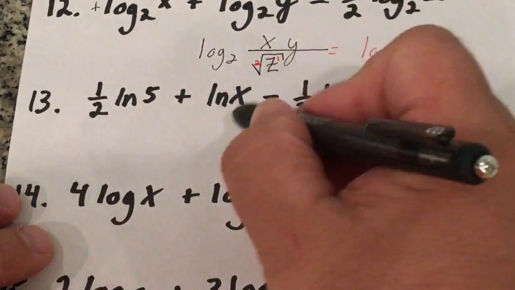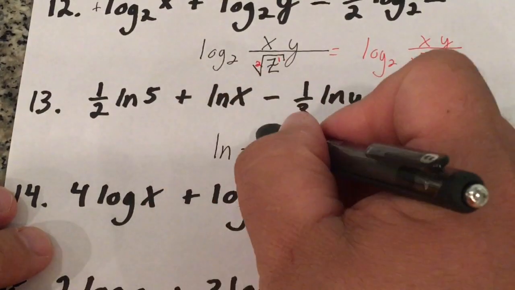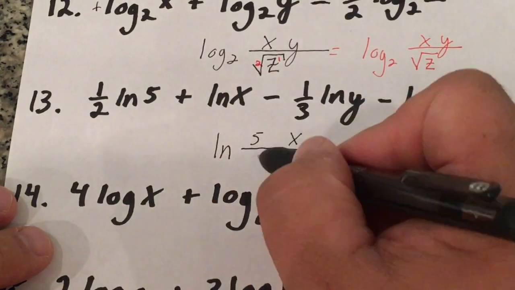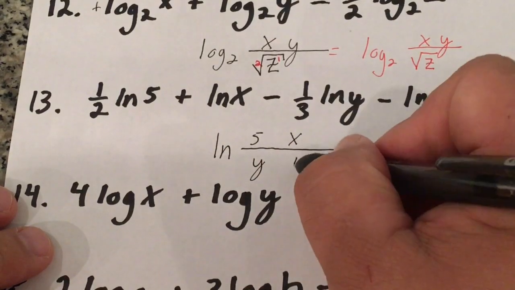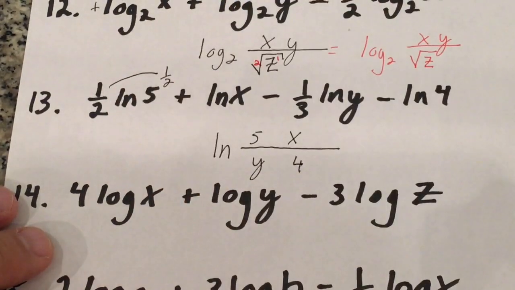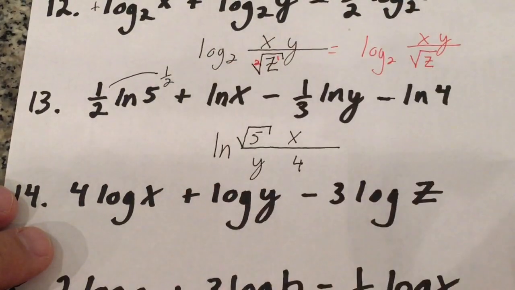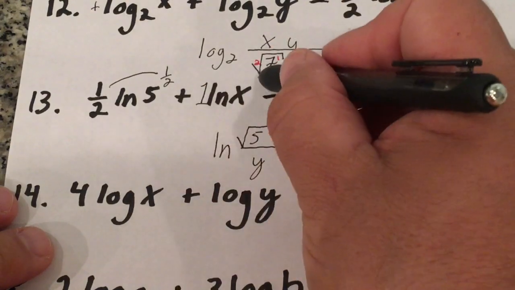I'm going to write the word ln just 1 time. I see a minus sign, so I put a division bar. 5 goes on top, x goes on top, y goes on bottom because there's a minus sign, 4 goes on bottom because there's a minus sign. The 5, I can re-raise that to the 1/2 power. And then I'm going to rewrite that as a radical. I can't put the 2 in there, but I don't have to. The x has nothing but a 1 out front, a positive 1, so I can leave that.